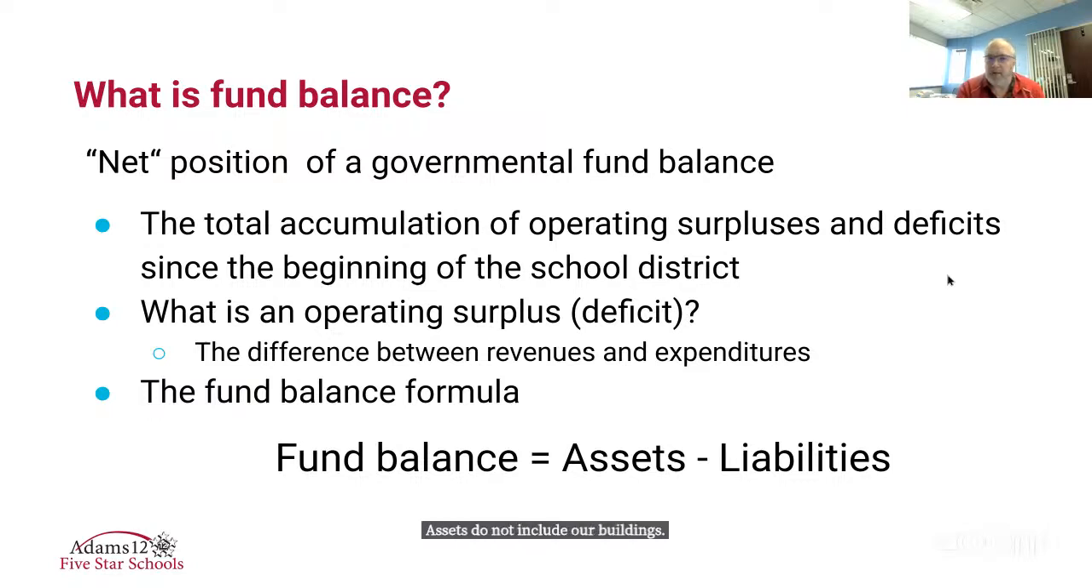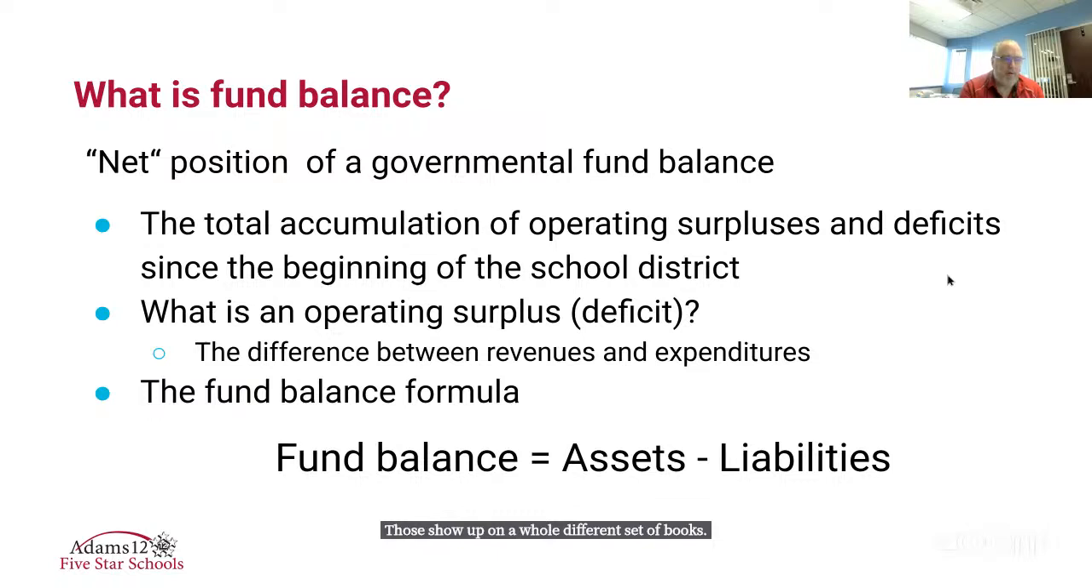They do not include any of our fixed assets or our equipment. And what John Paul was showing, our fund balance also does not include the OPEB or pension liability. Those show up on a whole different set of books.